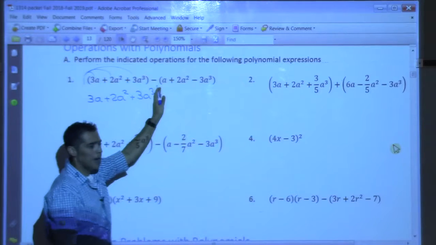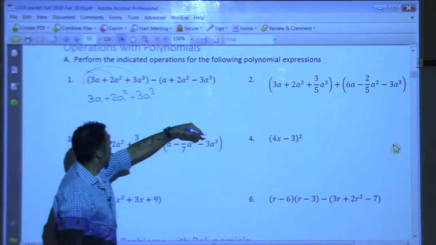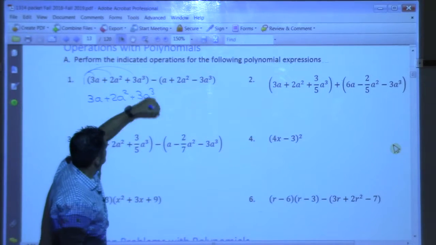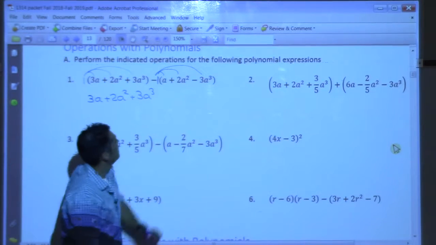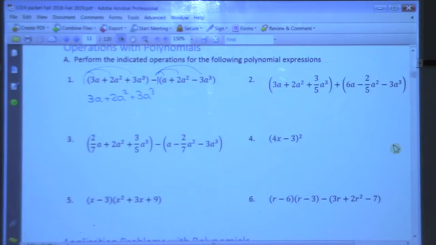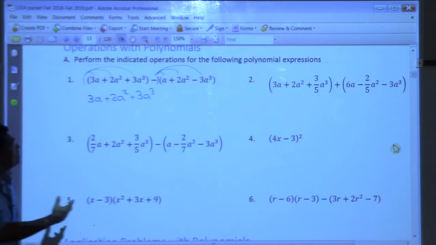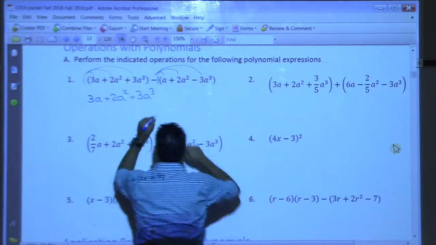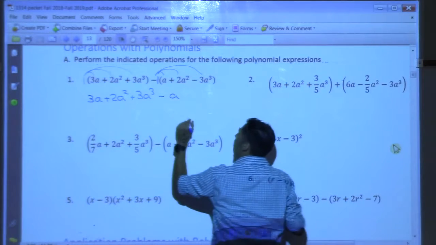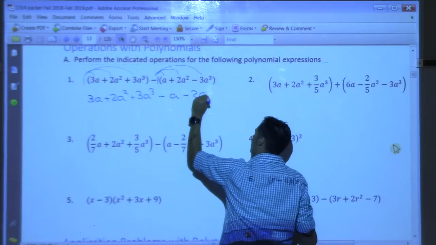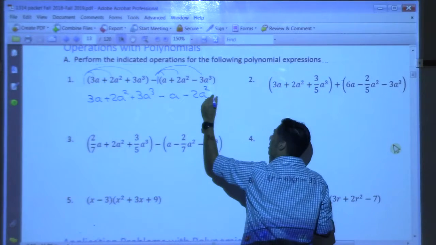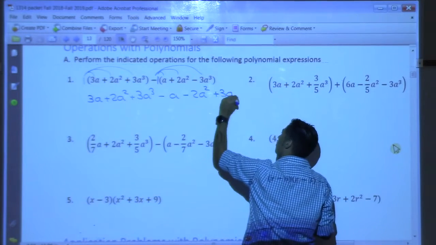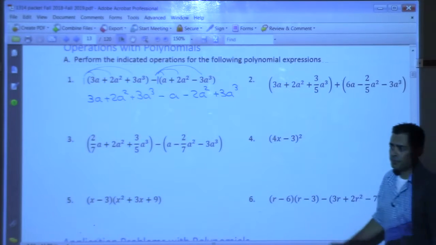Now I have to remove the parentheses on the second one. What's going to be distributed through? This time a negative 1. So negative 1 is going to go through here. And when you pass a negative 1 through, it changes the signs of everything. So instead of a, we have minus a. Instead of plus 2a, sorry, instead of plus 2a squared, we have minus 2a squared. And instead of minus 3a cubed, we have plus 3a cubed. That all makes sense to everyone?